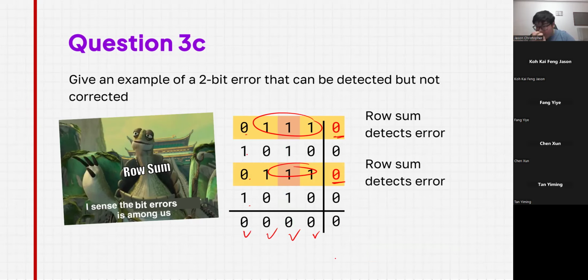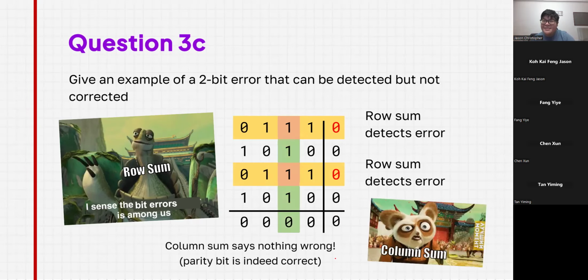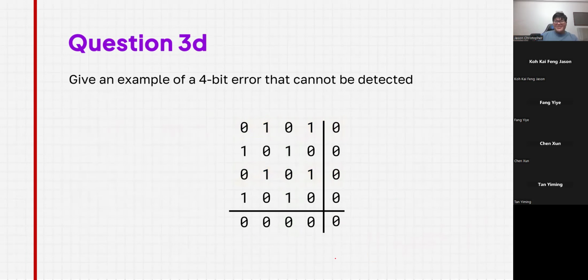Okay, any questions thus far? Okay, now let's go to question 3D. Now we want to give an example of a 4-bit error that cannot be detected. Anyone has an answer to this?